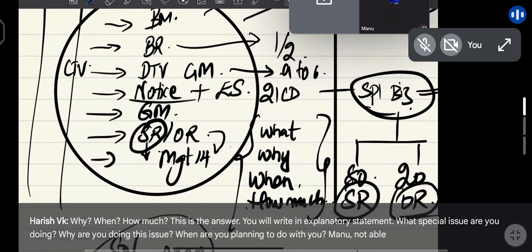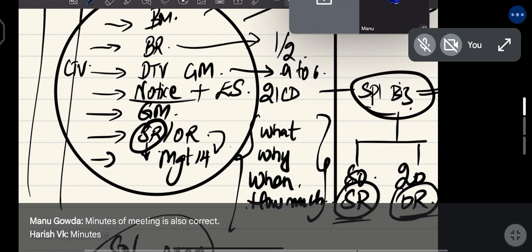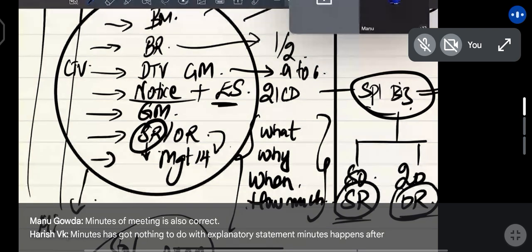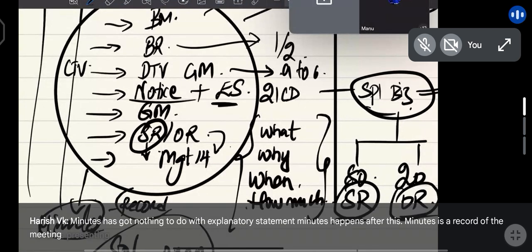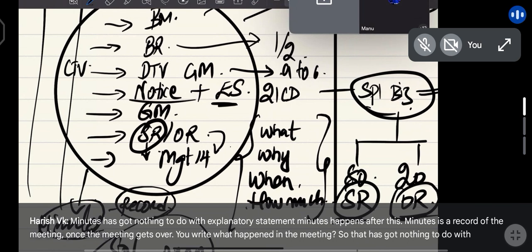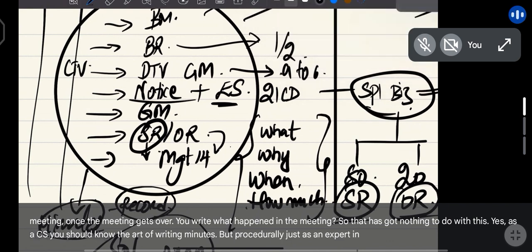Manu, I'm not able to hear you. Is the minutes of meeting also an explanatory statement? Minutes has got nothing to do with the explanatory statement. Minutes happens after this. Minutes is a record of the meeting. Once the meeting gets over, you write what happened in the meeting. So that has got nothing to do with this. Yes, as a CS, you should know the art of writing minutes, but procedurally, just as an expert in corporate law, you don't really require that here.